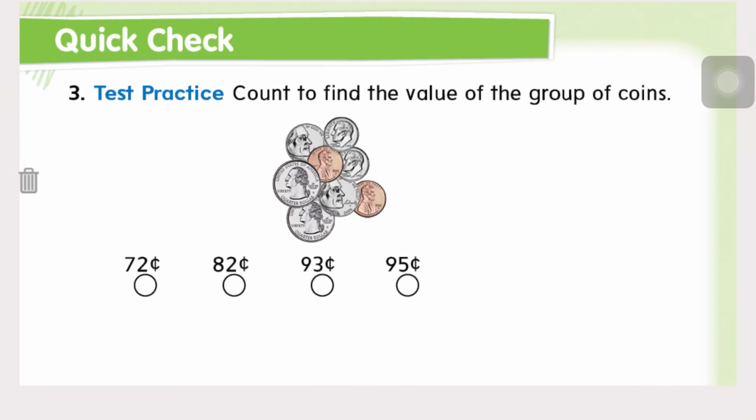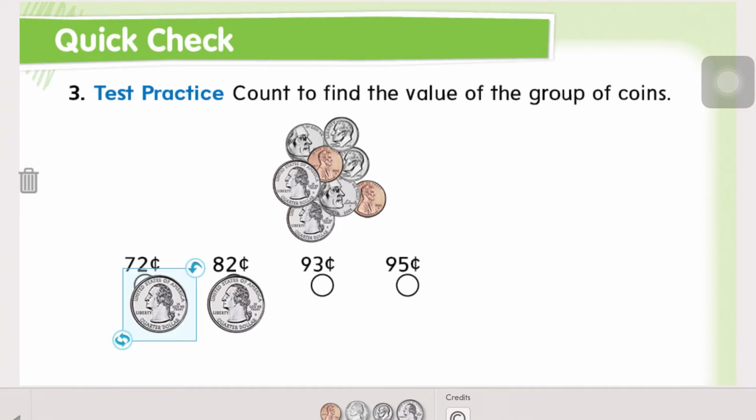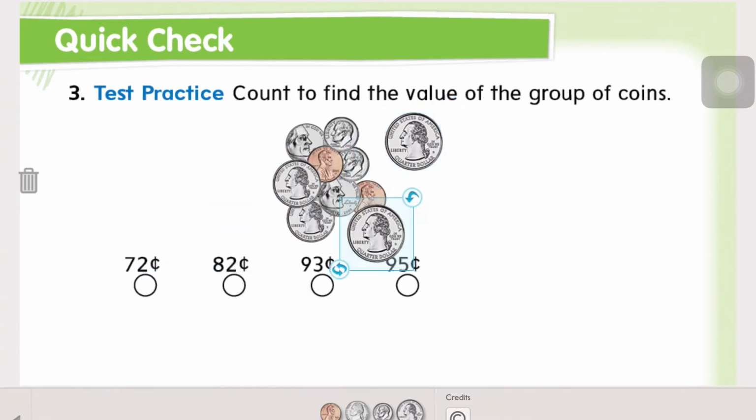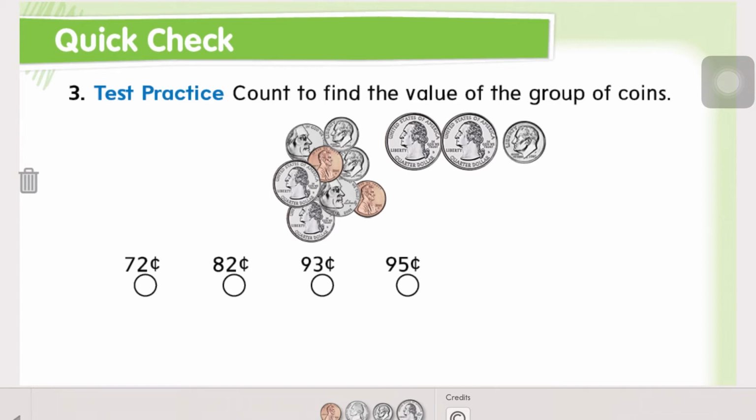Count to find the value of the group of coins. So I'm actually going to pull out new ones. So it looks like we have 2 quarters here. Maybe over here, we have 2 dimes. We have 2 nickels and 2 pennies.